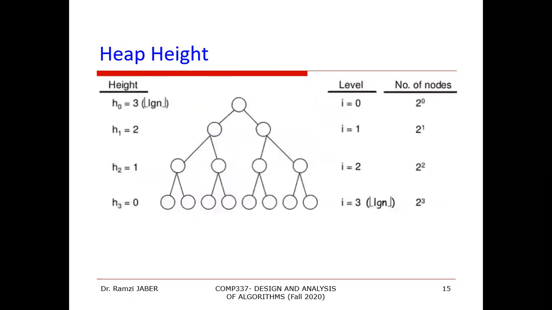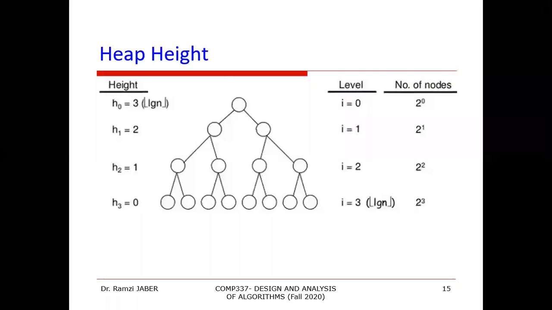To calculate, we have a complete binary tree here. Height equals 0, 1, 2, and 3, for level i equals 0, 1, 2, and 3. So, how many nodes are in level 0? 2 power 0, which is 1. Correct. In level 1, we have 2 power 1, which is 2 nodes. Correct. On level 2, 2 power 2, which is 4 nodes. Correct. And so on. Okay? So what is the complexity?